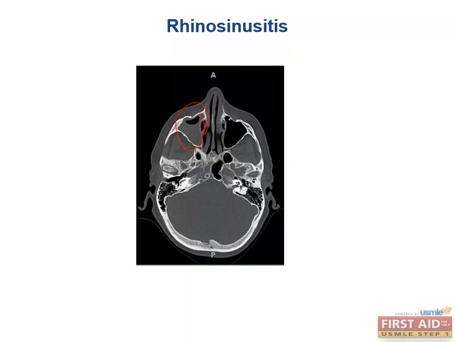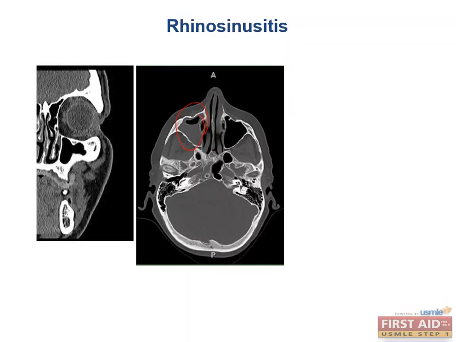Where's the most common site of sinus inflammation? The maxillary sinuses. Do you remember from anatomy why that is? The drainage orifice of the maxillary sinus is superiorly placed, near the roof, impeding drainage.